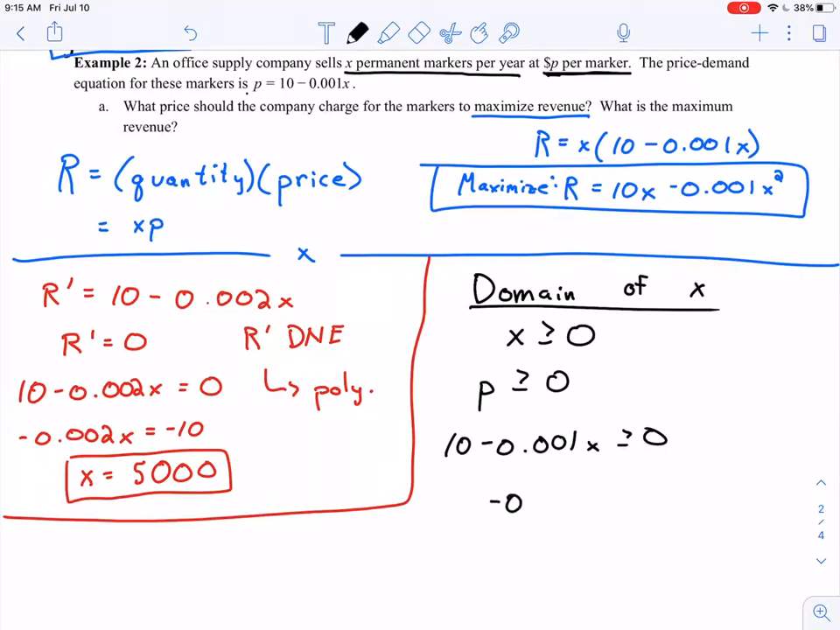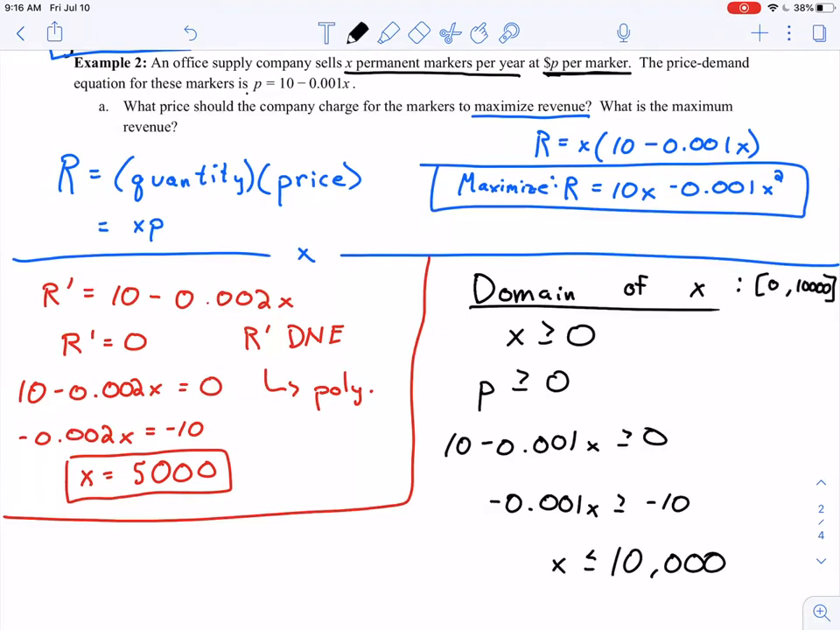That'll give me negative 0.001x is greater than or equal to negative 10. And then dividing by negative 0.001, remember, that's going to change the direction of our inequality. Here I should have x is less than or equal to 10,000. So what I'm saying here for my domain is that x should be greater than or equal to 0, but less than or equal to 10,000. So really what I'm saying is it should be between those two numbers. So my domain in this case would be 0 to 10,000.